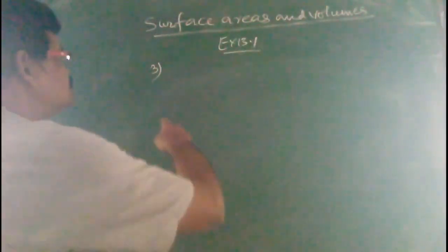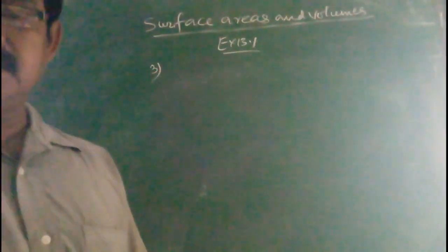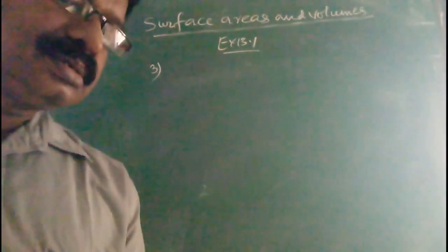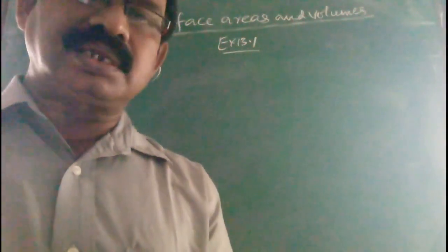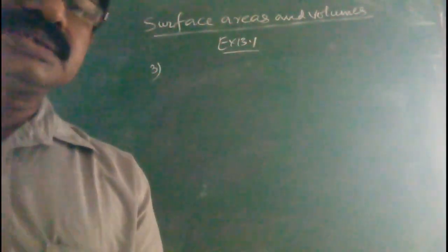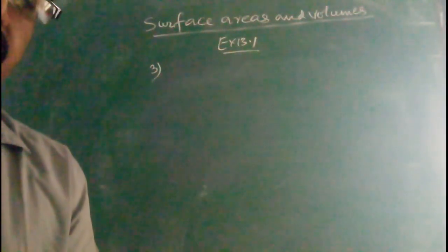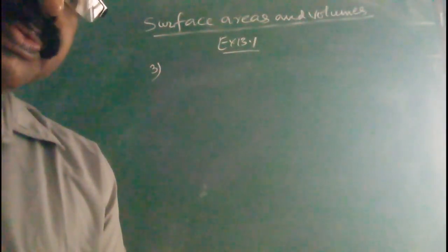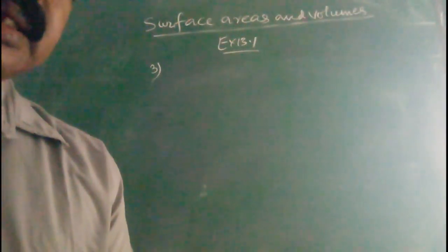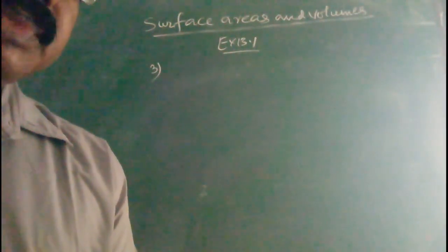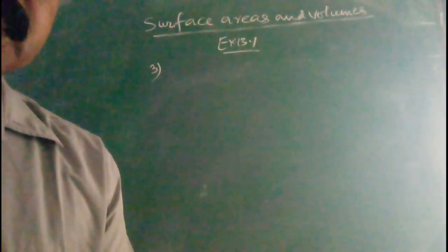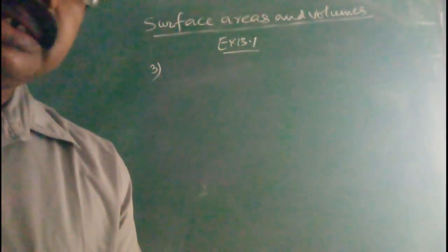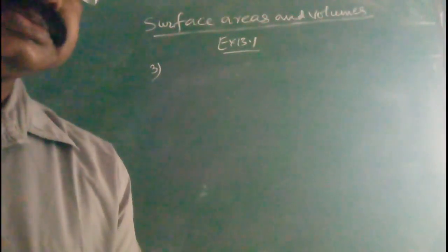The next question, sum number 3. In this question, the floor of a rectangular hall has a perimeter 250 meter. If the cost of painting the 4 walls at the rate of 10 per meter square is rupees 15,000, then you have to find the height of the hall.